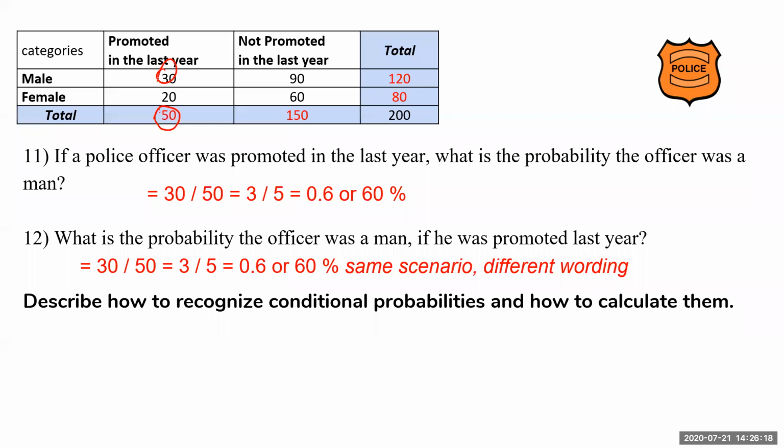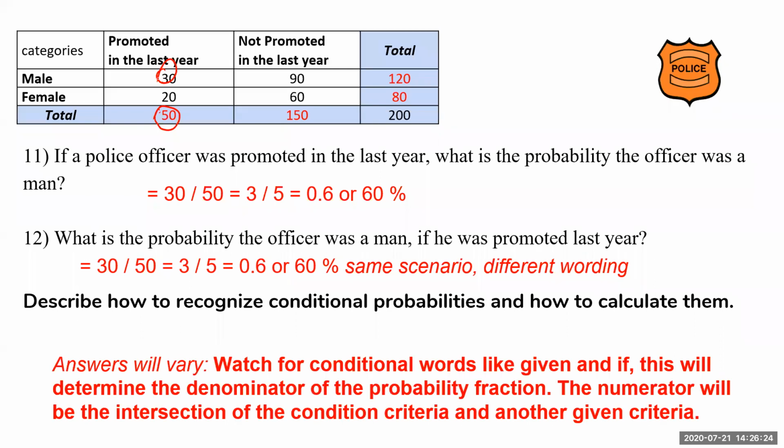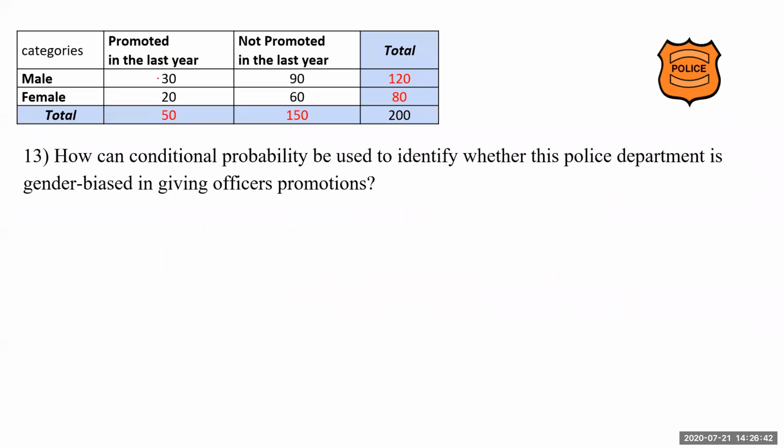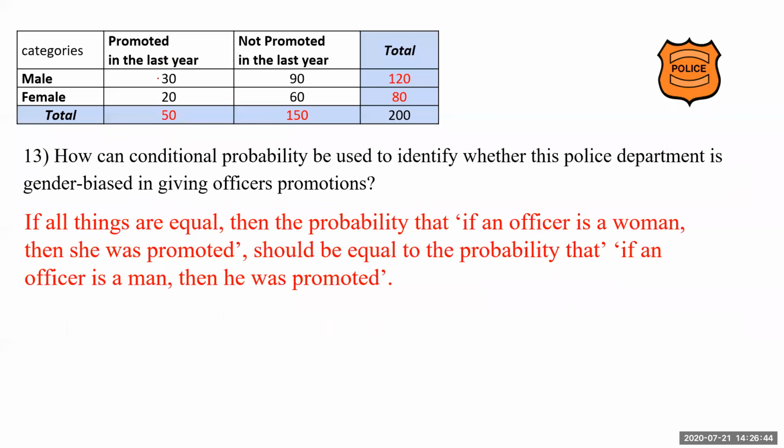And we do the same thing, but here, these are two same statements, just that the wordings are different. Now, this is how you recognize conditional probabilities and how to calculate them, all right? So watch out for "if". If you see "if" or "given", you are looking at conditional probabilities. Is that okay? Now let's go further and see some more examples.